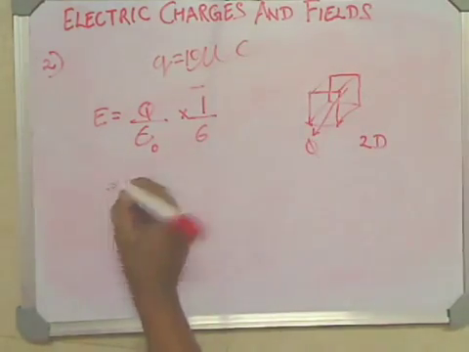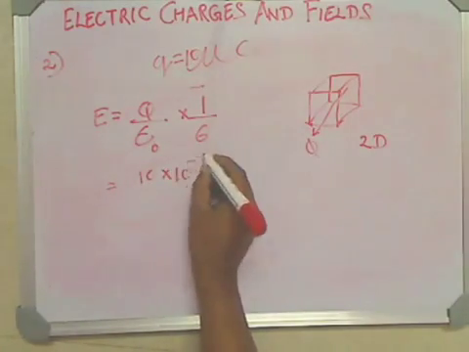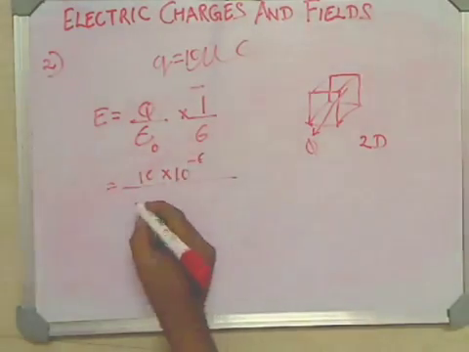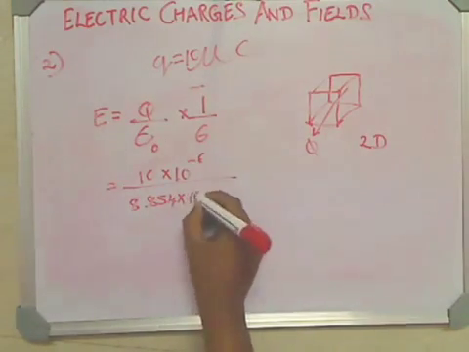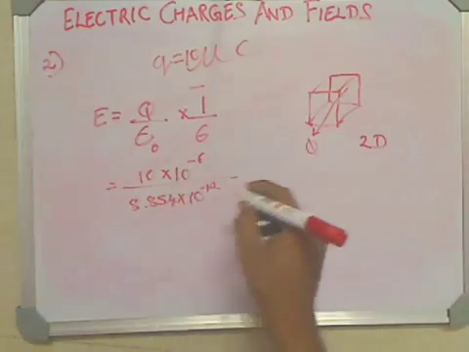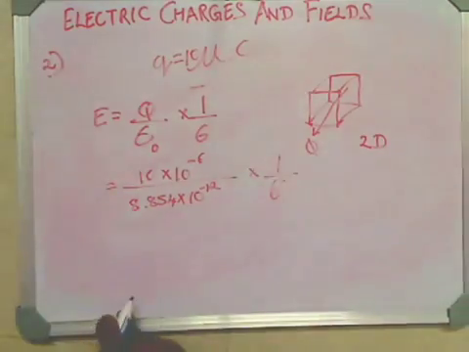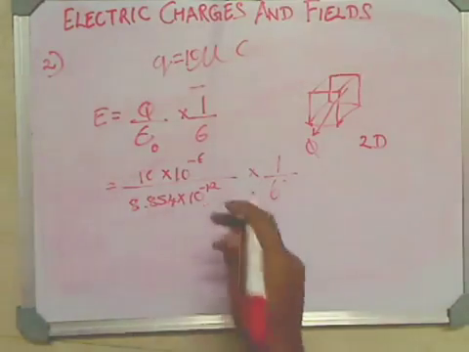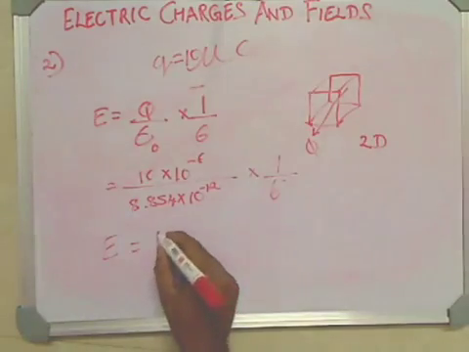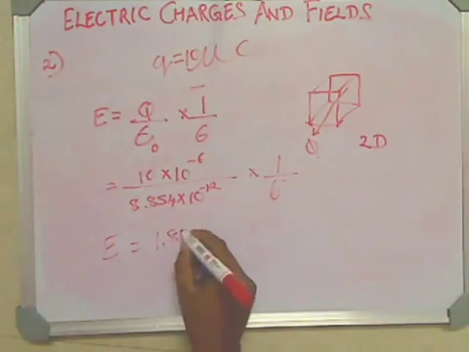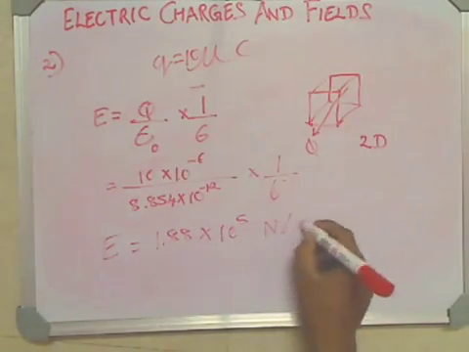Now, Q here has been given as 10 into 10 to the power of minus 6. Divide this by the permittivity of free space, 8.854, multiplied by 10 to the power of minus 12. This multiplied by 1 by 6 should give you the answer. E equals 1.88 into 10 to the power of 5 newtons per coulomb.